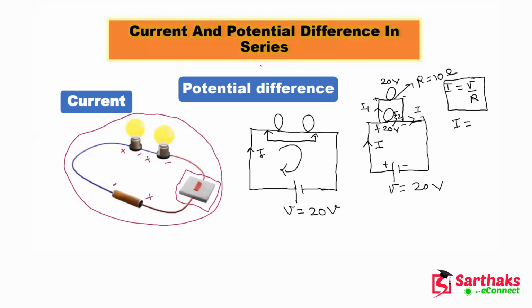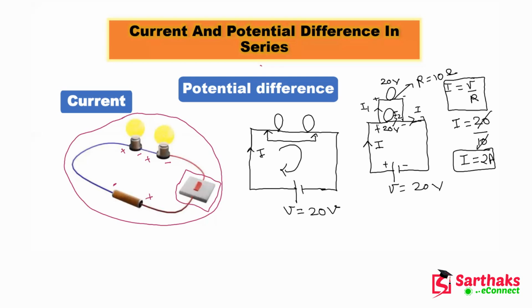The voltage we are giving is 20 volt and the resistance is 10 ohm. So what is the value of I? The value of I is 2 ampere. Okay, the value of I is 2 ampere.